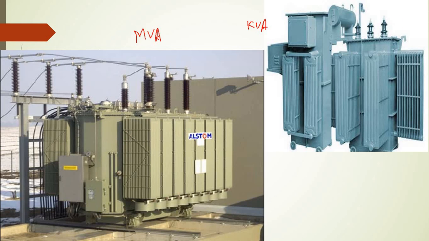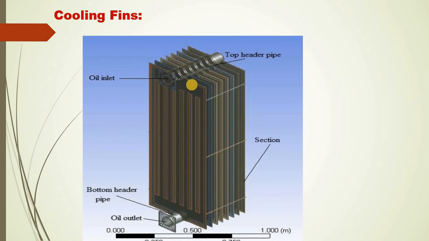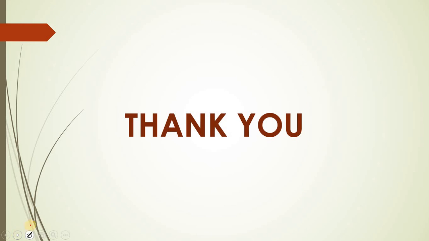Okay, we'll see in the next slide the cooling fins. Here is the oil inlet, and this is the oil outlet. So this is the top header pipe. This is the section. Then the bottom header pipe, oil outlet. Okay, this is the oil inlet. So these are the auxiliaries of the transformer.